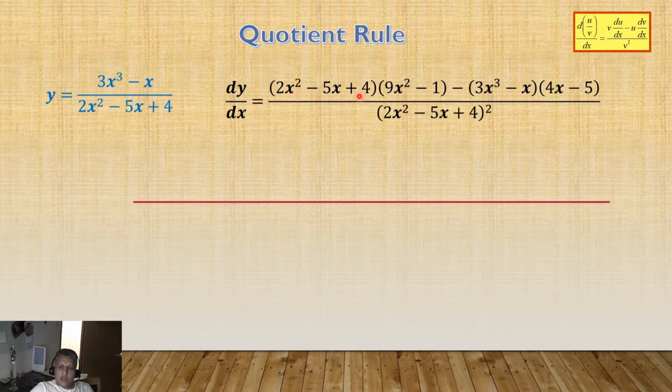Okay, we take the denominator right there and place it right there. I'm going to do the derivative of this, which will become 9x squared. The derivative of this becomes minus 1 right there. I'm going to put my minus sign in between that, and I'm going to take the numerator and place it here, and the derivative of the denominator, which is 2 times 2 is 4x minus 5, and that is what is right there. I'm going to take all of that and place it over the denominator squared right there.